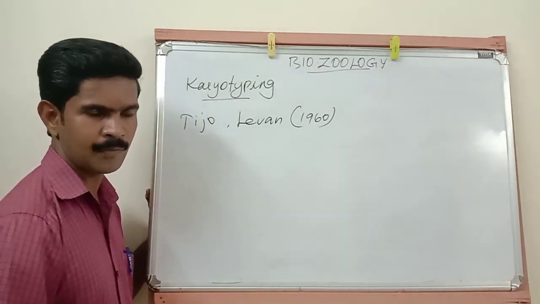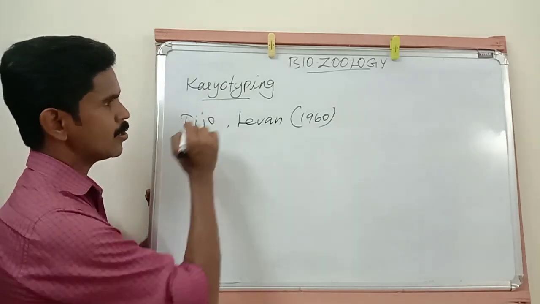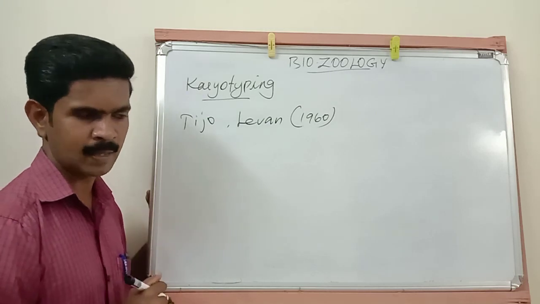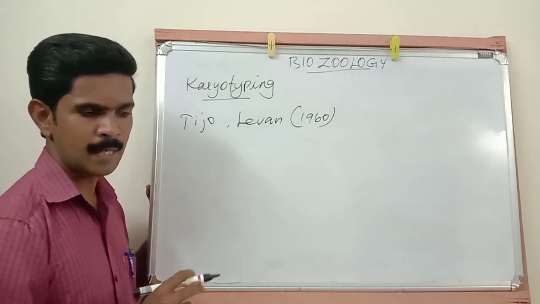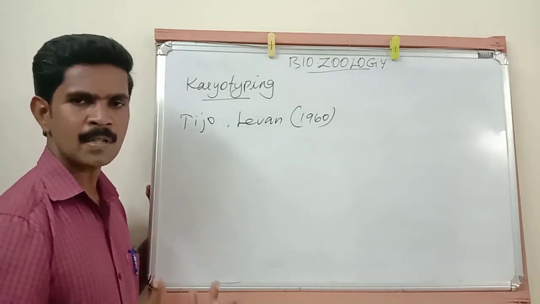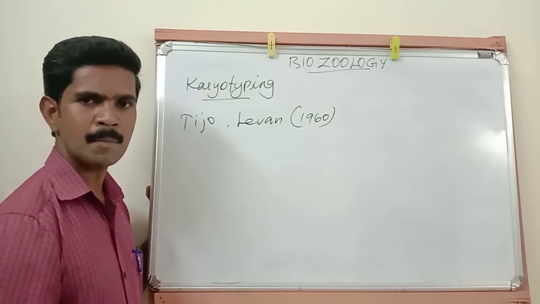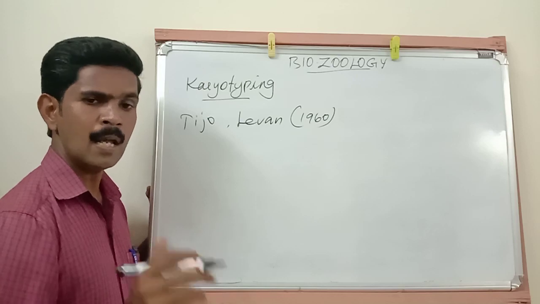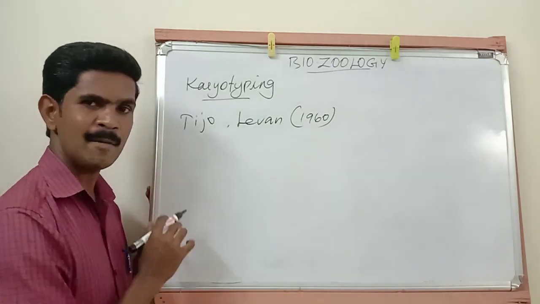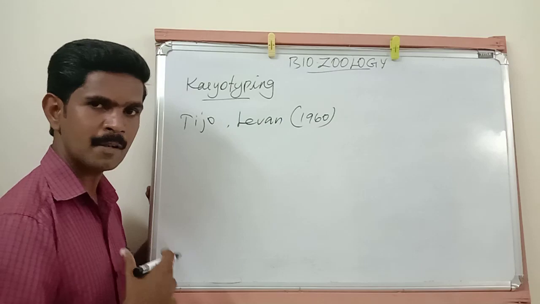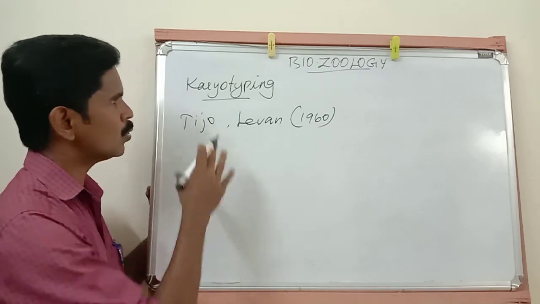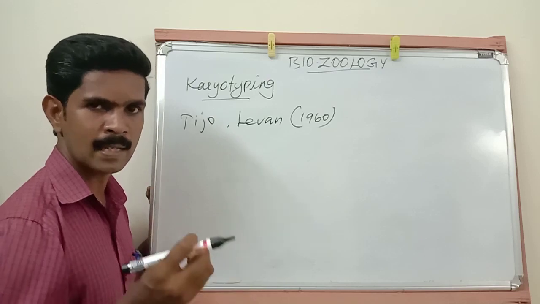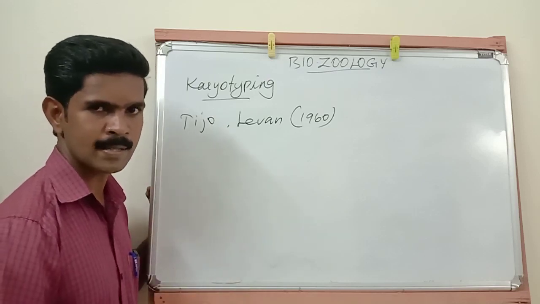Then, to do this karyotyping technique, first they cultured some blood cells, lymphocytes. In our blood there are three different types of cells: RBC, WBC, and platelets. Then there are 5 types of WBCs. Lymphocyte is one of the important types of WBC present in our blood. So to do this karyotyping technique, first lymphocyte cells are cultured.